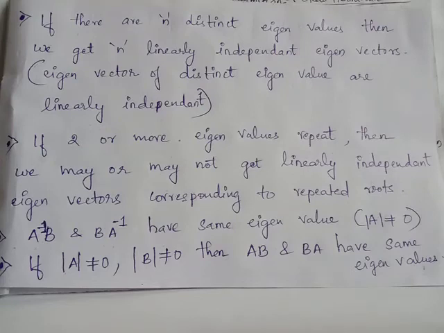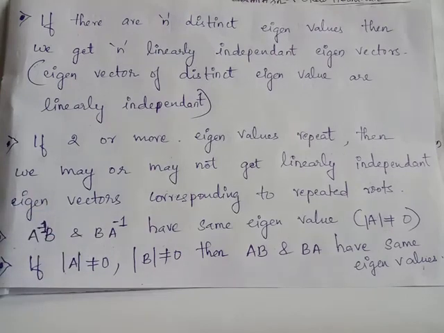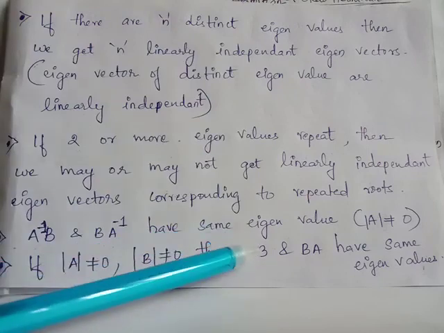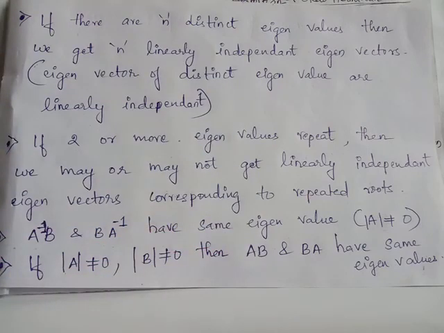Another property is that if A is a non-singular matrix, that is, the inverse of A exists, then A inverse B and B A inverse have the same eigenvalues. Similarly, if A and B are non-singular matrices, that is, A and B have non-zero determinant, then their products AB and BA have the same eigenvalues.